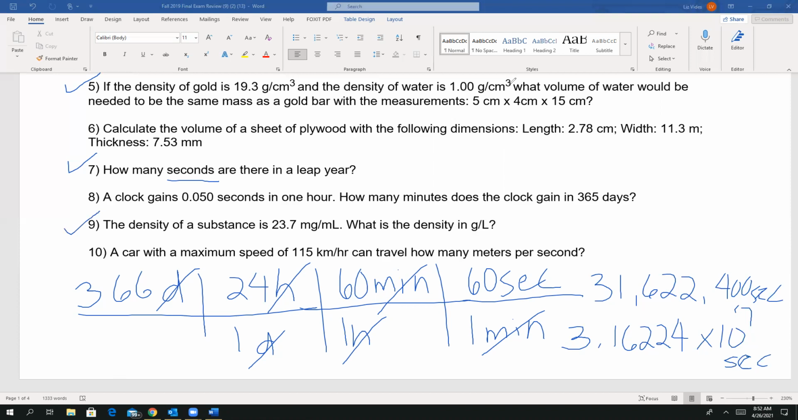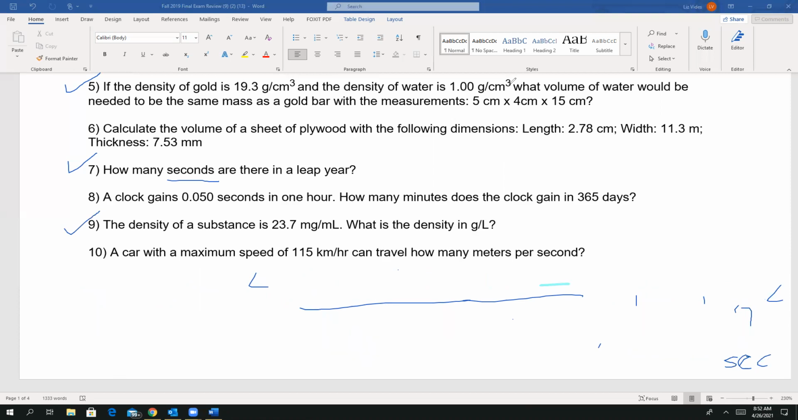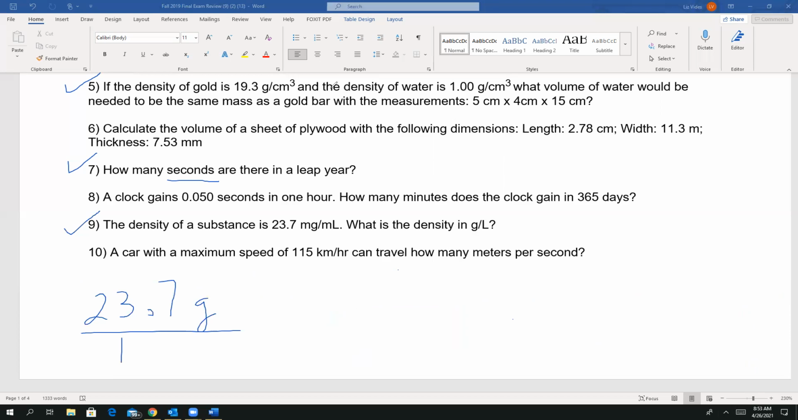It says the density of a substance is 23.7. Remember, whenever they do grams per milliliter, that just means for every that many grams, you have 1 milliliter. That's it. All right, so they want us to change it to grams per liter.